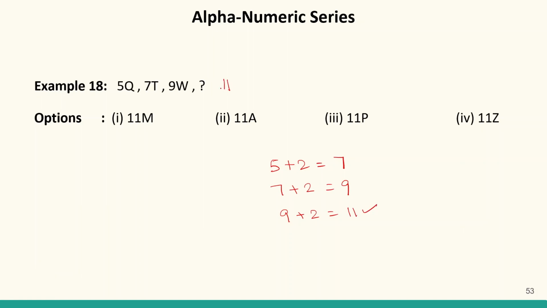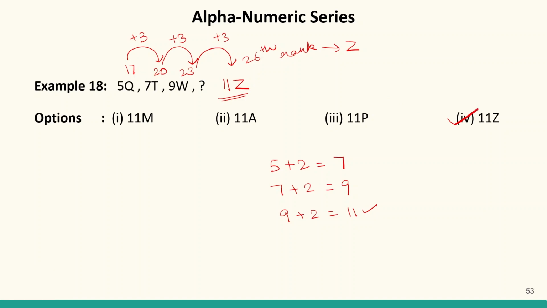Correct? Now let us look at the letters. Q is positioned at 23. Again, I can see there's an increment of 3 positions. 17 to 20 is an increment of 3 positions. 20 to 23 is again an increment of 3 positions. So if we have to go from 23 forward, we have to increase 3 positions. That will give us the 26th rank. So 26th rank is of Z. So it will be 11Z. This will be your answer, which is option number 4.